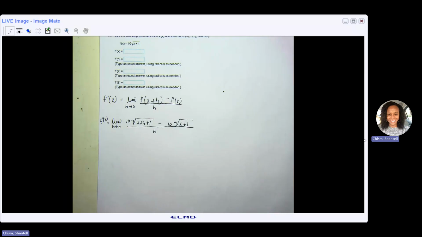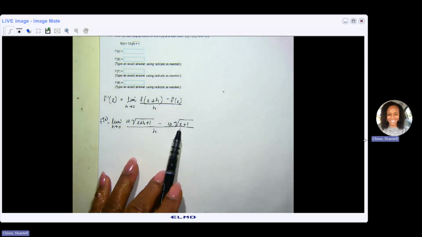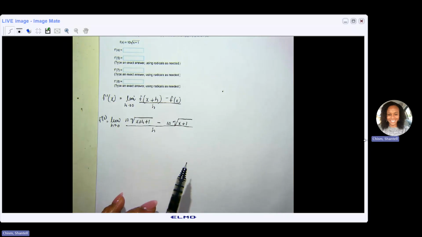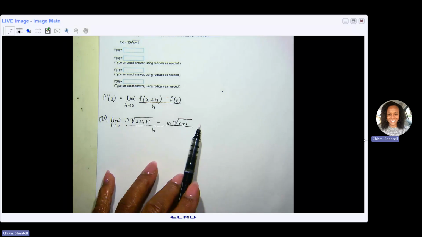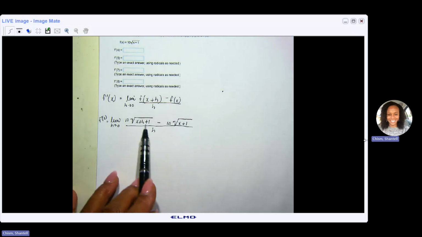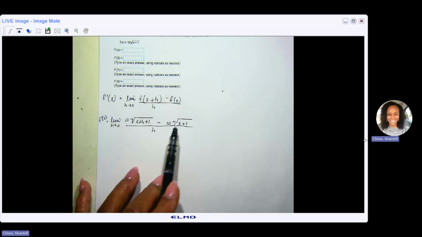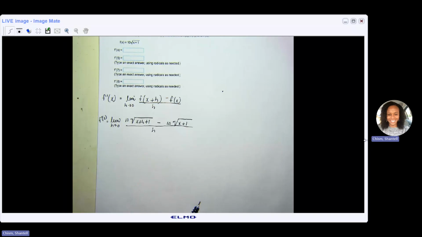So you might be looking at this like, what can I do to this? Because these do not match, so I can't bring them together. I would literally have to introduce conjugates. It's where I would multiply top and bottom by the conjugate of this numerator. And it can get nasty.